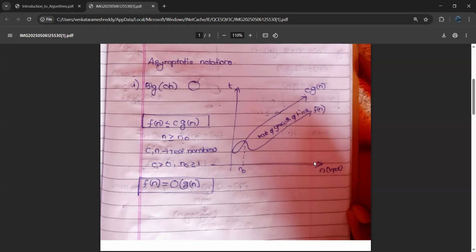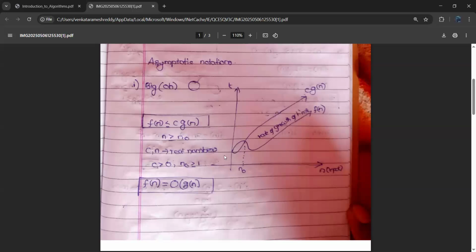From this axis, I am taking one curved line. This line is gradually increasing from year to year. It means this is f of n. So what does this f of n represent? It means the rate of growth of time. Time is varying from time to time and it is also increasing linearly. So this f of n represents the rate of growth of time.